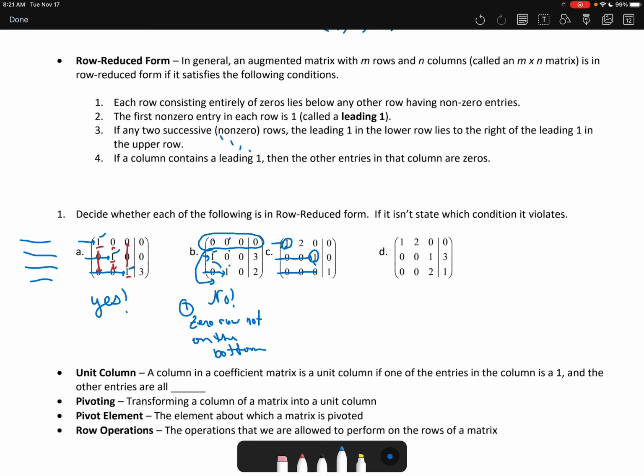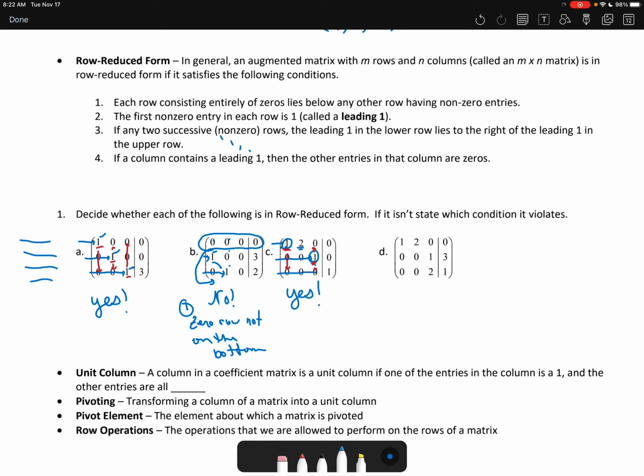And if it has a leading 1, the other entries are zeros. So here's a leading 1, everything else there is a 0. There's no leading 1 in the second column, so that doesn't matter. And here's another leading 1, and everything in its column is a 0. So this one's actually a yes. I know this 2 right here might be bothering you, but it's fine. That doesn't actually violate any of those rules. It's technically still in what we call row reduced form.